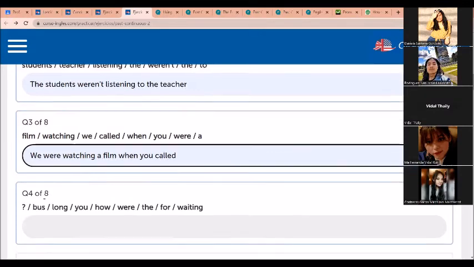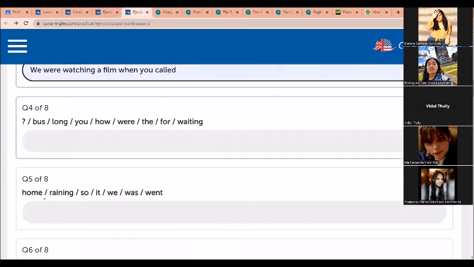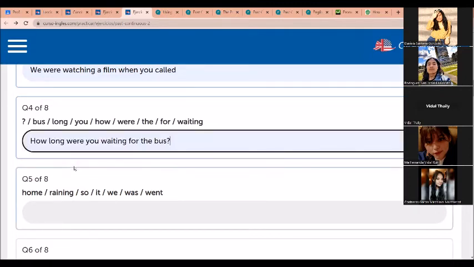Susana Monse. How you were waiting for the bus? All right. Don't forget your question words. How long? Oh, sorry, teacher. Okay. Again. How long were you waiting for the bus? Good.